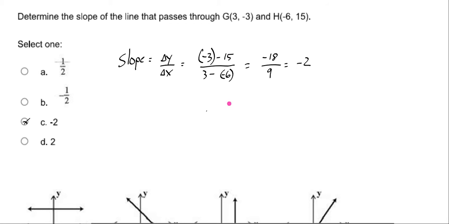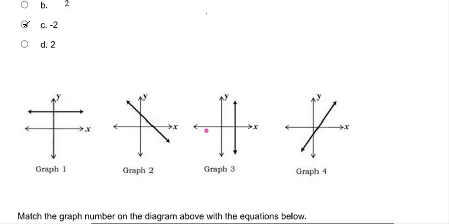Or we can take a look at our slope formula, rise over run, change in y over change in x. Change in y is negative 3 minus 15, and change in x is 3 minus negative 6. We get negative 18 over 9, which is negative 2. So we can show it algebraically or we can show it graphically, as long as we show it.